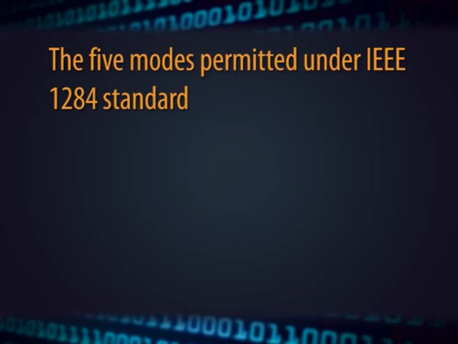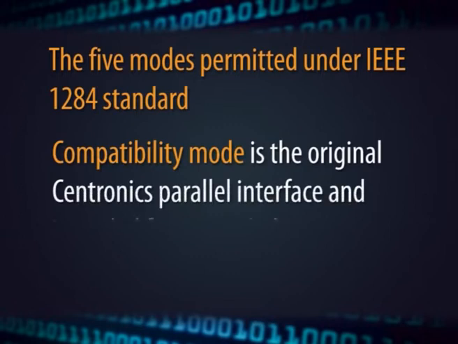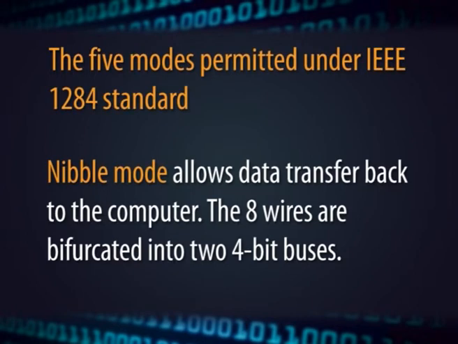The 5 modes permitted under this standard are: 1. Compatibility mode is the original Centronics parallel interface, intended for use with dot matrix printers and older laser printers. The compatibility mode can be combined with the 4-bit nibble mode for bidirectional data transfer. 2. Nibble mode allows data transfer back to the computer.